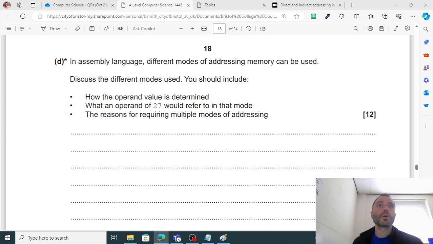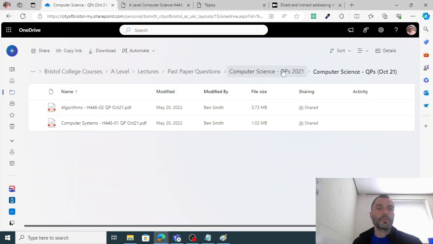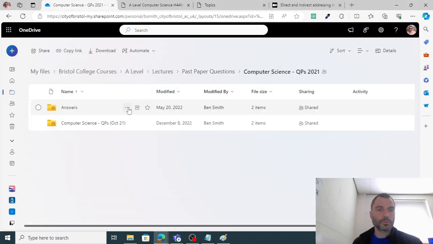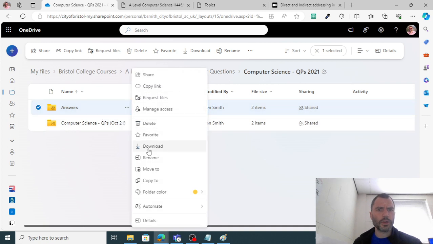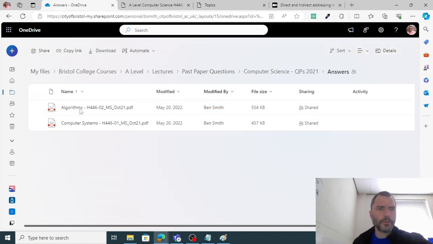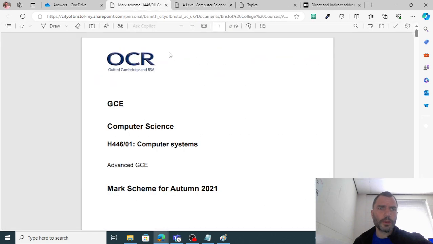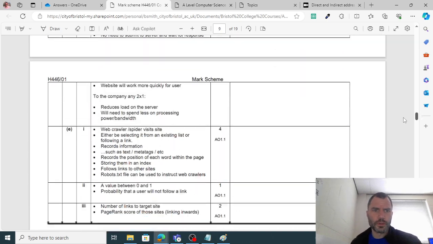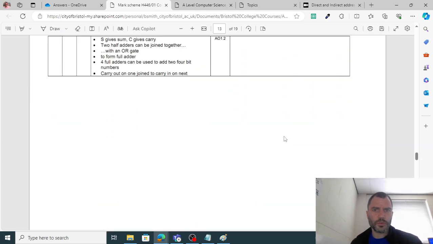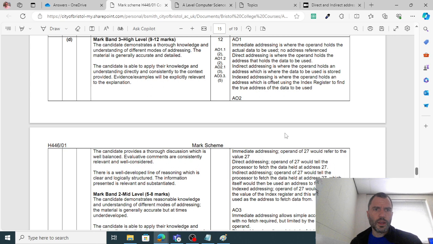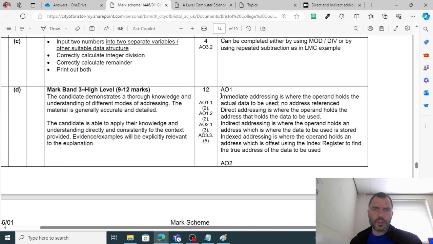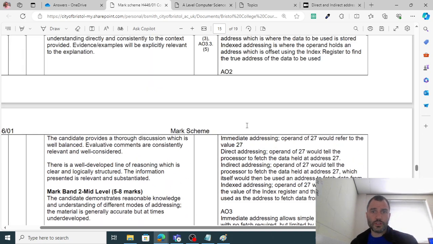So let's look at the mark scheme as well. I'll put all these in the link below. We open up the computer system 2021 paper in the browser, and this is question 6, so we go to the answers. Firstly, I'm going to talk through the different meanings of different things, and then we're going to look at this model answer and see how they've answered it.